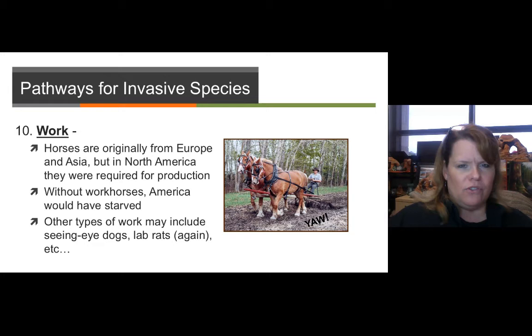The horse originally came from Europe and Asia, but in North America, they were required for production, farming, and so forth. Without workhorses, America would have starved. We would not have been successful. Horses back in the civilization of the United States were a critical thing to have for survival. Other types of work may include seeing-eye dogs, lab rats, and other things that you think of that animals are put to work for some use.